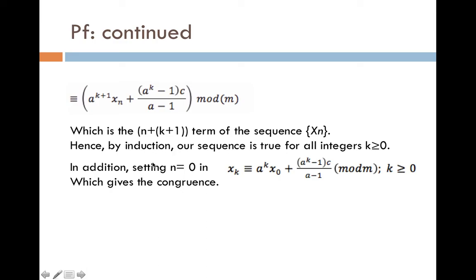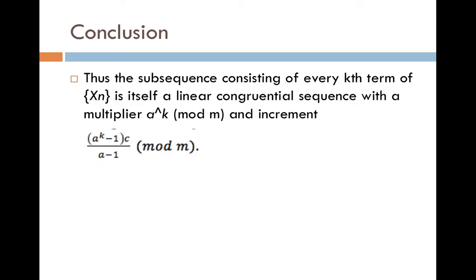In addition, setting n equal to 0 gives us x sub k congruent to a to the k times x sub 0 plus a to the k minus 1 times c divided by a minus 1 mod m for k greater than or equal to 0, which gives the congruence that we were looking for. So, good. In conclusion, the subsequence consisting of every kth term of our sequence is itself a linear congruential sequence with the multiplier a to the k mod m and an increment of a to the k minus 1 times c over a minus 1 mod m.